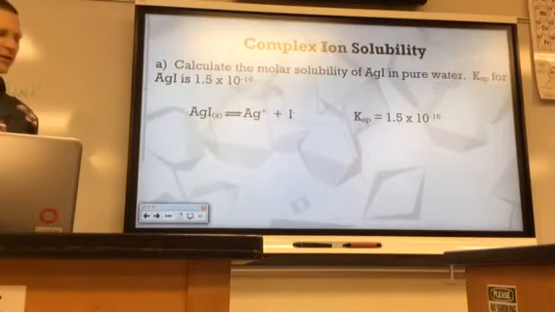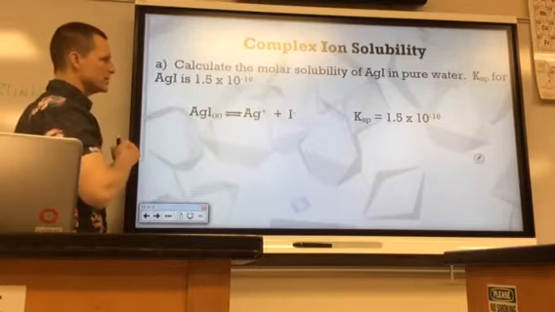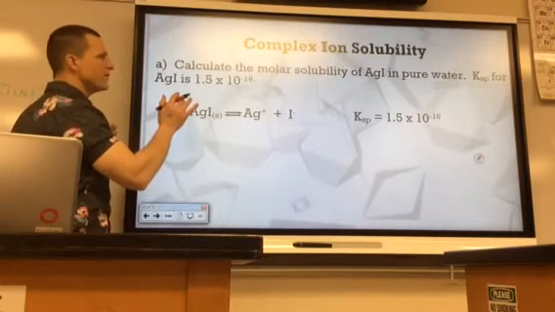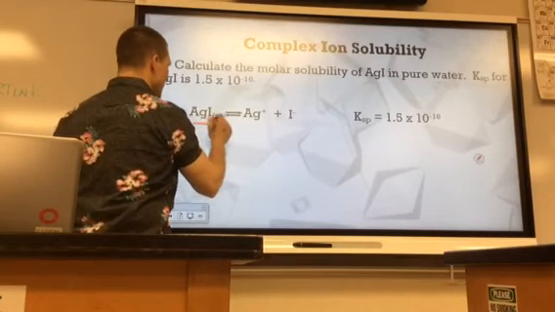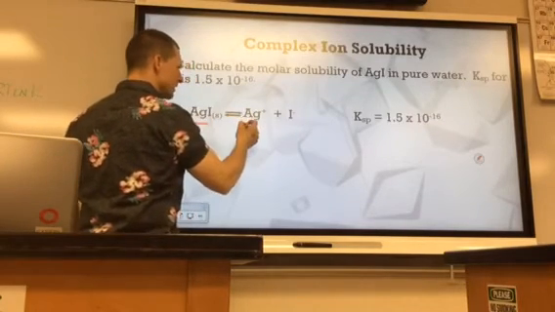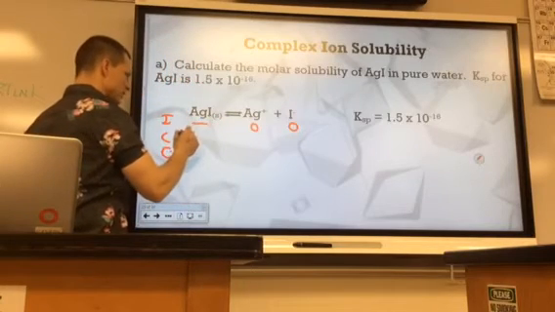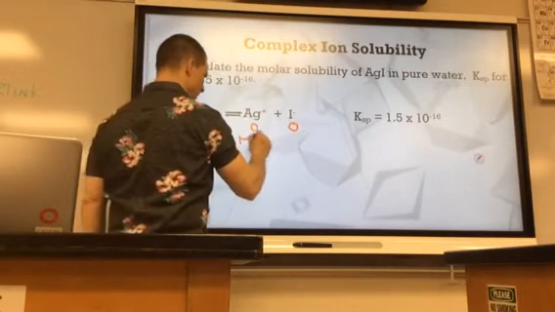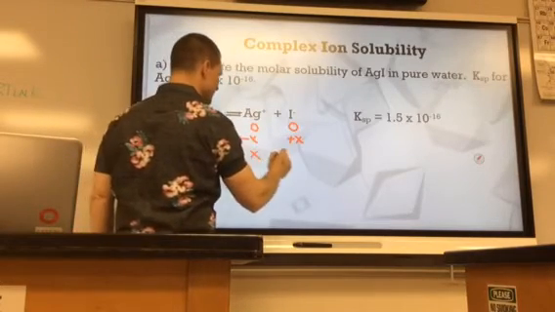Let's just do this one together. We don't want to mess around with things that we already know how to do. So we're just trying to find the solubility. If I were to make an ICE table, the solid is nothing because it's a solid. That initially is 0, that initially is 0. It shifts to the right, so that goes down by x and up and up. So at equilibrium, you've got x and x.